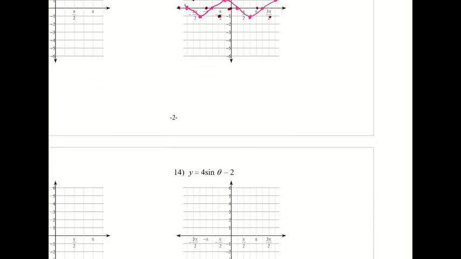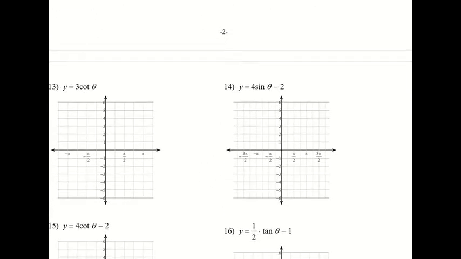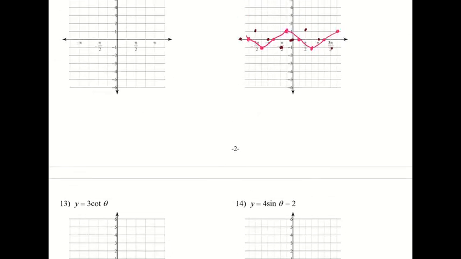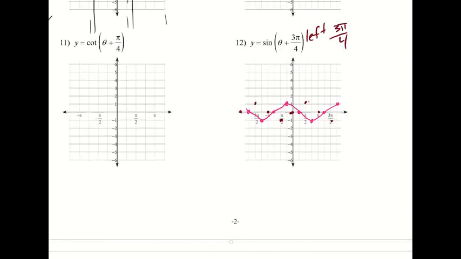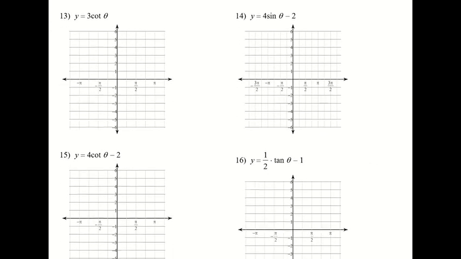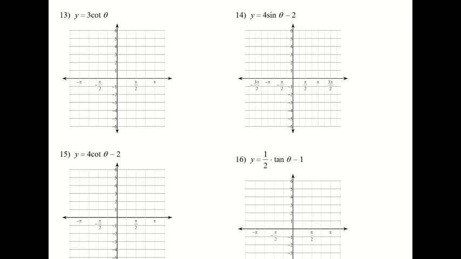So let's take a look at some vertical shifts. And most of the vertical shifts are like our normal ones. If this instead had been like +2, all we would have done is gone 1, 2, up, and then, all right, there's our point. It's a little trickier, but still very doable when we have something like number 14, where we have 4 sine of theta minus 2. So our typical sine graph, let's go ahead and graph that.